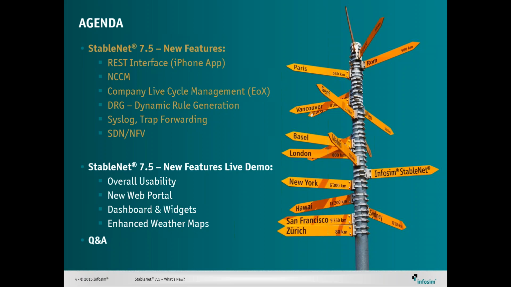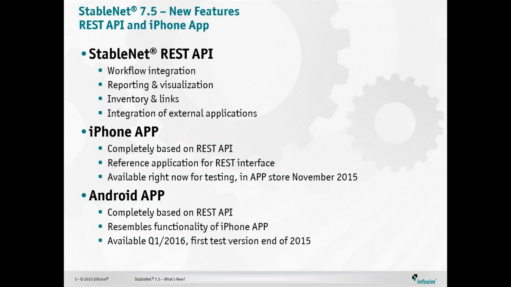Sorry, wrong button. Okay. So the first thing I want to talk about is the new REST interface, the REST API, and our iPhone app. The REST interface is a new interface according to the RESTful standard, which is an industry standard and allows workflow integration, and mainly integration of other tools or applications to access metadata of StableNet and also to control StableNet, for example, for workflows. One of our reference applications is the iPhone app. That's the first application using solely the REST interface. So the iPhone app only uses the REST interface. It does not use any other interface of StableNet.